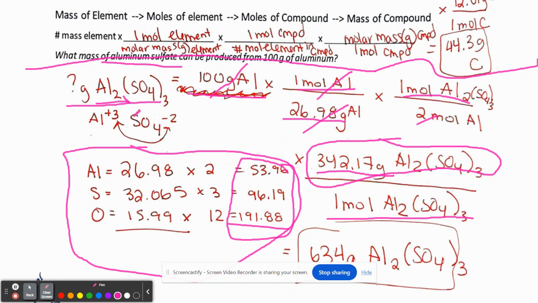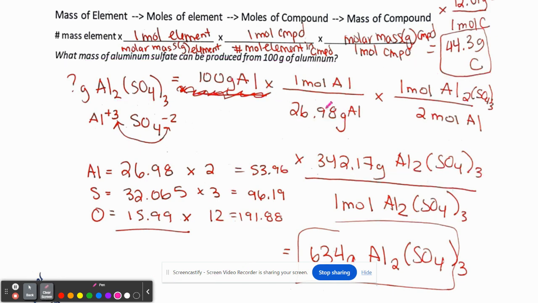So again, you can put this all in the calculator at once if you want to, and it should work out for you, or you could go one step at a time. That will also work. I do want you to practice. Put this in your calculator. Make sure it makes sense. If you don't have a calculator, Google has a function where you can have a calculator and type in what you want. It should also work. You should get 634 grams of Al2(SO4)3.